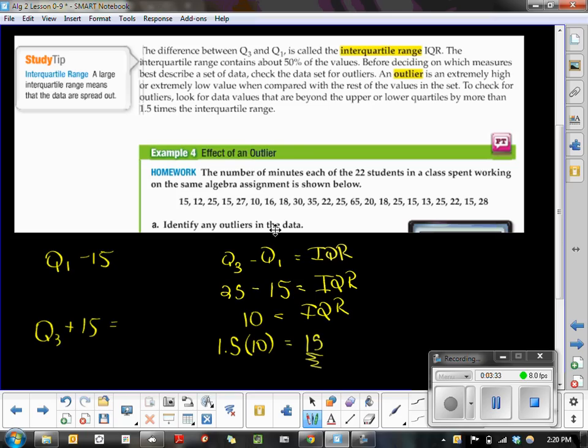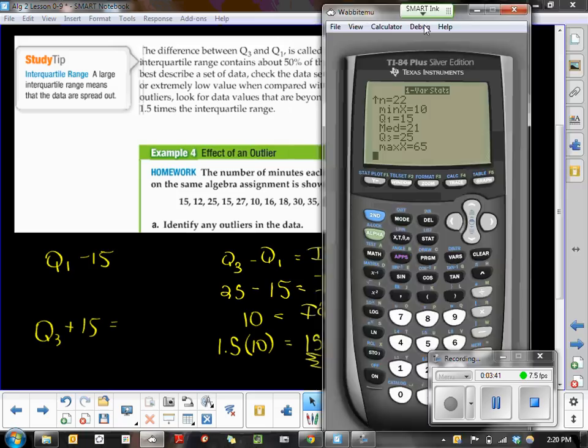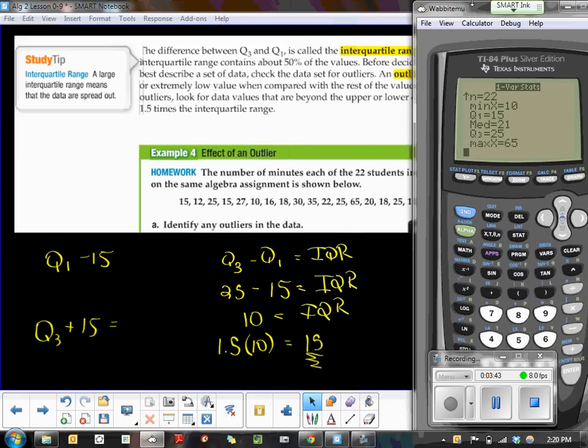Our first quartile was 15. I'll just get that data back up here on the calculator so you know I'm not making that up. Our first quartile was 15. In order to find an outlier, we have to go 15 below it. So 15 minus 15 equals 0. Well, we don't have any values that are below 0, so there's no outliers below the lower quartile range.